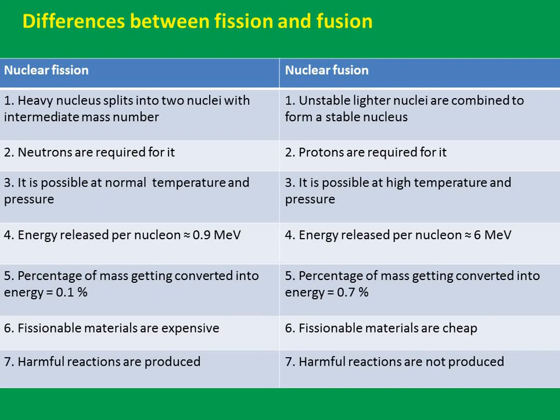In the case of fission, energy released per nucleon is nearly 0.9 MeV, while here it is nearly 6 MeV. The percentage of mass converted is 0.1%, while here it is 0.7%. I'm speaking about the mass difference. In nuclear fission, fissionable materials are expensive. Uranium and all these radioactive elements are very costly, while in the case of fusion, they are very cheap. In fission, harmful reactions are produced, while in fusion, harmful reactions are not produced. Are you getting the point here?